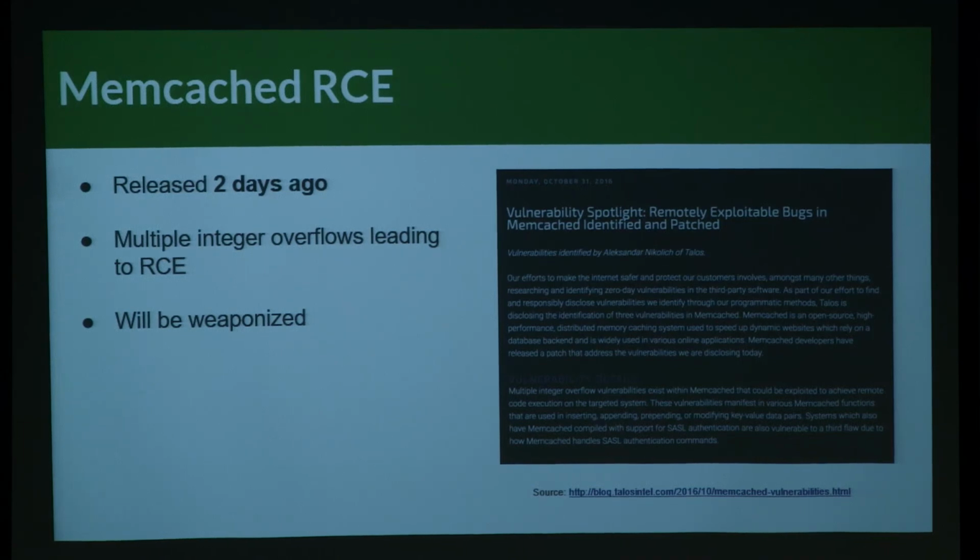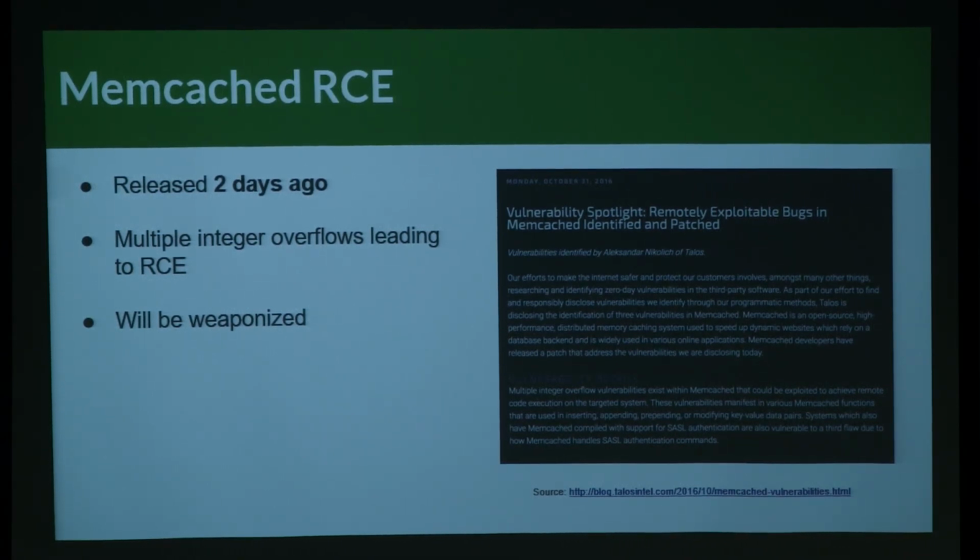This one's fun. This was actually good timing for me, but crappy timing for everyone who has a Memcached instance. Two days ago, I was going to come up here and say, Memcached actually has a really good track record, and it does. As we'll see, people haven't really had a need to upgrade Memcached until today. In which case, if you have one, stop listening, go upgrade your Memcached instance, because Cisco's Talos team released multiple integer overflow vulnerabilities which can be exploited to get remote code execution.